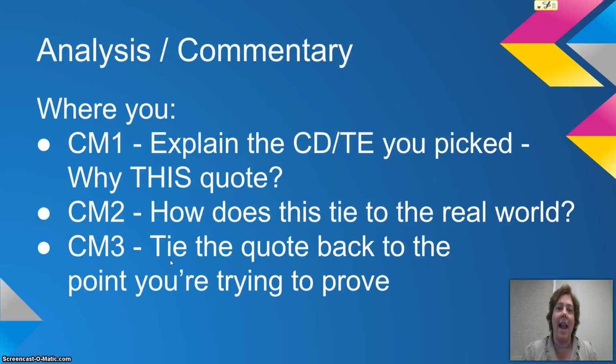Now we're on to the analysis section, or maybe some of you have called it commentary. This is where you have three different types of commentary that you can write. The first kind of commentary explains the concrete detail or textual evidence that you picked. Why did you pick this quote? What's it mean? The second commentary talks about how this ties to the real world. Why do we need to know this? What is it doing for us? And finally, you have to tie the quote back to the point you're trying to prove. All three of these things should be on your graphic organizer so you know what questions to ask and what questions to answer actually in your paragraphs.